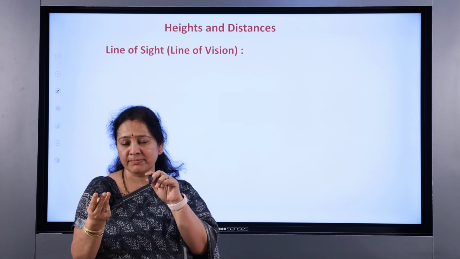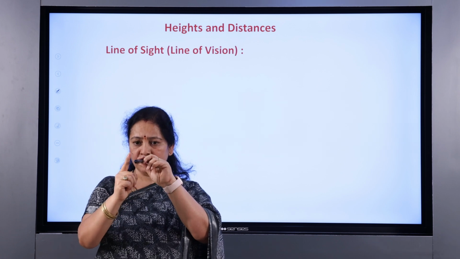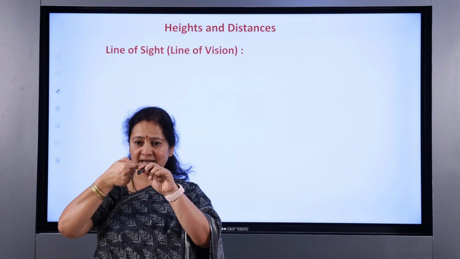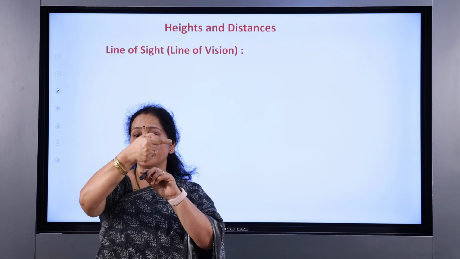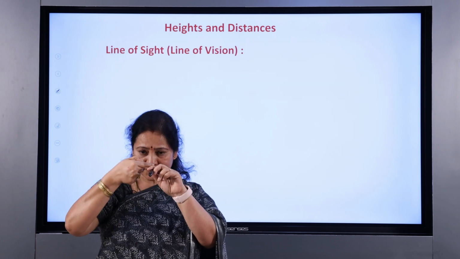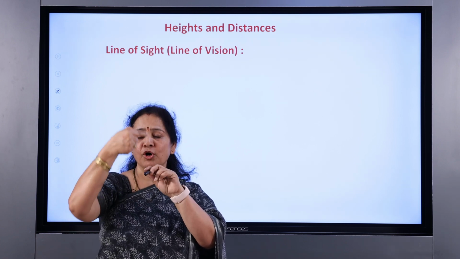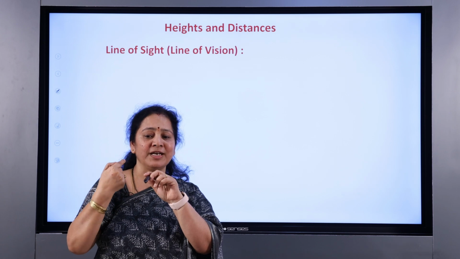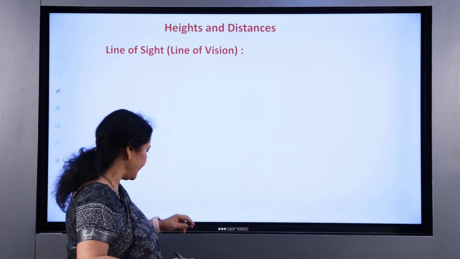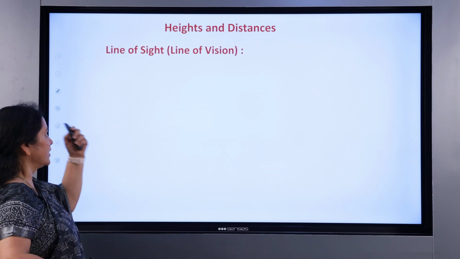Now only 3 terms to remember in this. One, this is the horizontal line. The object is above, the line joining the object and the eye is called the line of sight or the line of vision. And the angle between the line of sight and the horizontal, if the object is above, becomes the angle of elevation. If the object is below, it becomes the angle of depression.